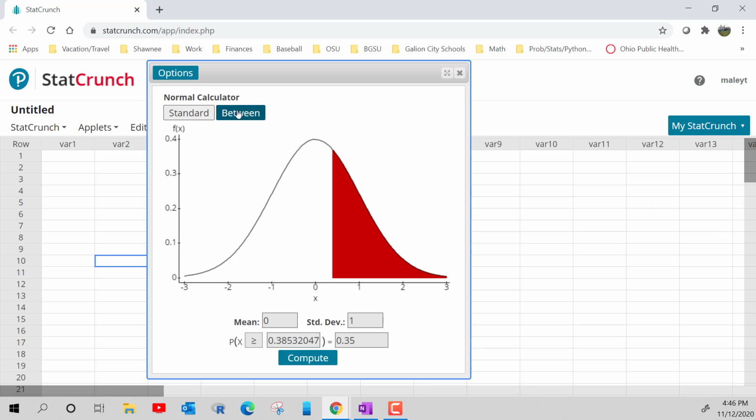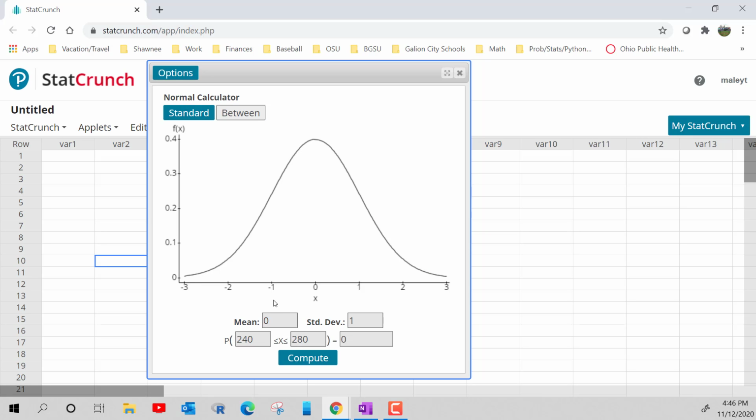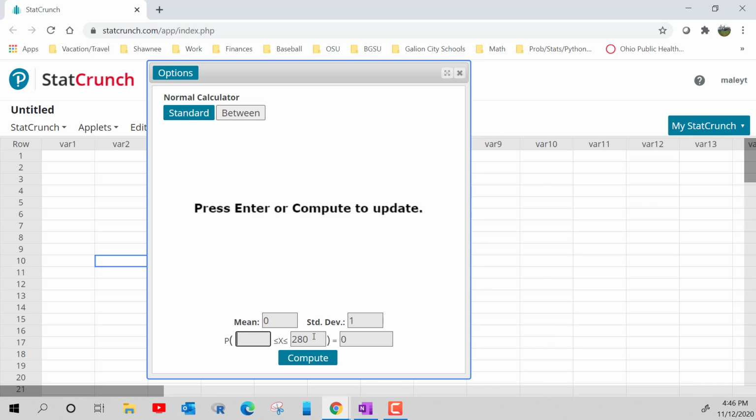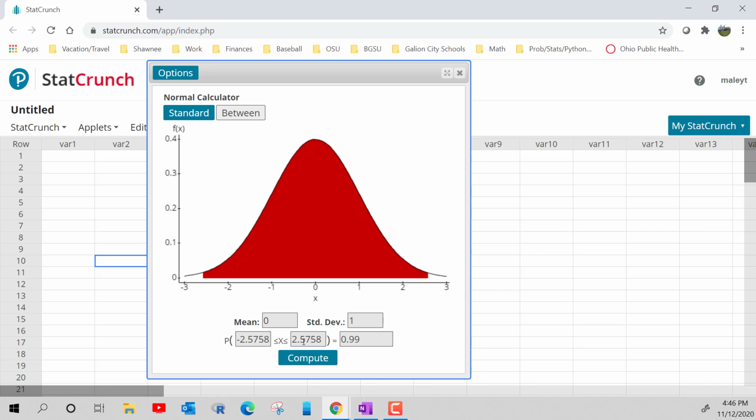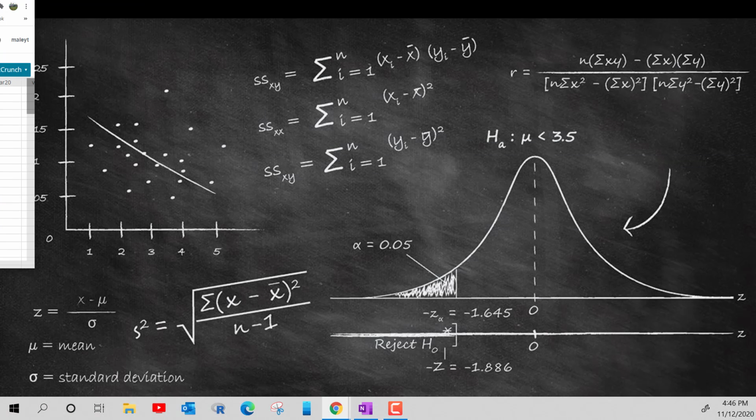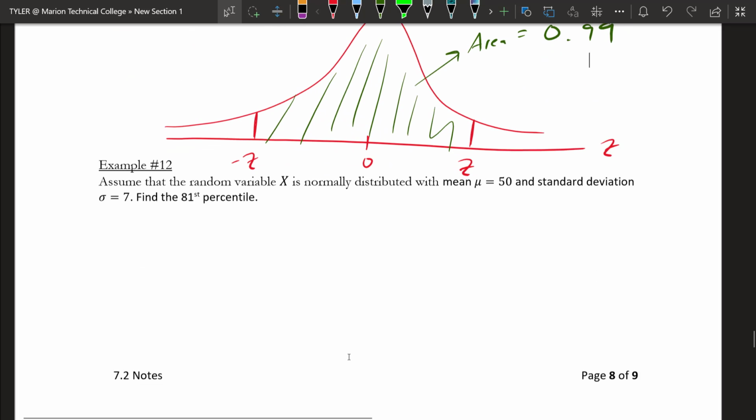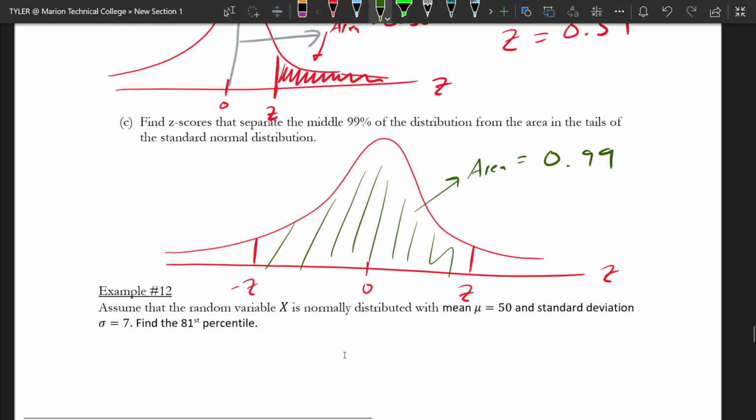To do this, we can hit the between button, and it will work pretty similarly. The mean would be 0, standard deviation is 1. I need to delete these in-between values and type in the in-between area to be 0.99. I can hit compute, and I get those two values. So the two z-scores are negative 2.58 and positive 2.58. Those are the two values that I wanted.